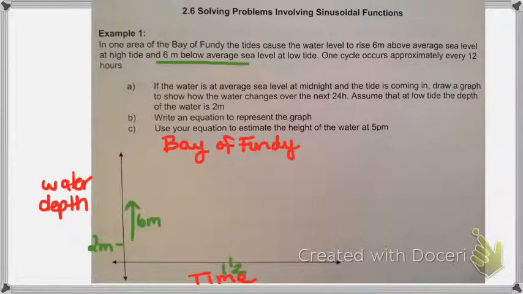So where would that take us along our y-axis? Where is our average sea level really at? Well, 2 plus 6, that's going to bring us to 8. So I'm going to put a dash here. I'm going to show 8 meters. And we also know that at high tide, we have to add another 6, because 8 meters represents our average. So if we add another 6, this is going to bring us to 14 meters.